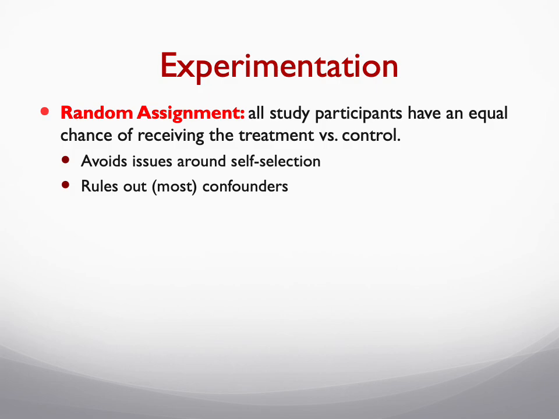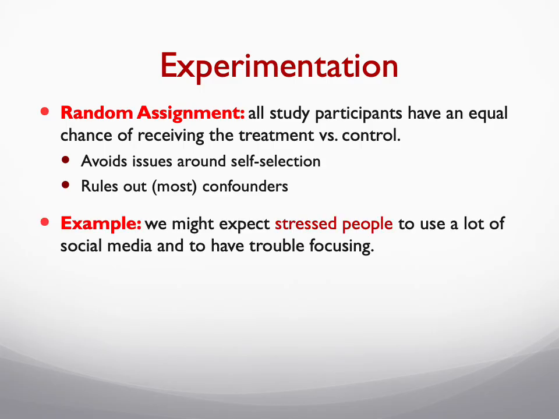By removing issues around self-selection, it's going to rule out most confounder variables. You might say, this is making no sense, but let me give you a practical example so you can see how this looks. Taking our example of social media and attention problems, a few weeks ago when we were thinking about alternative explanations, we said, hey, if you do a survey and you see this relationship between social media use and attention problems, there might be a confounder variable. It might be that really stressed out people use social media more, and really stressed out people have worse attention, and that it's really stress that is leading to changes in both of these variables. And that makes a lot of sense.